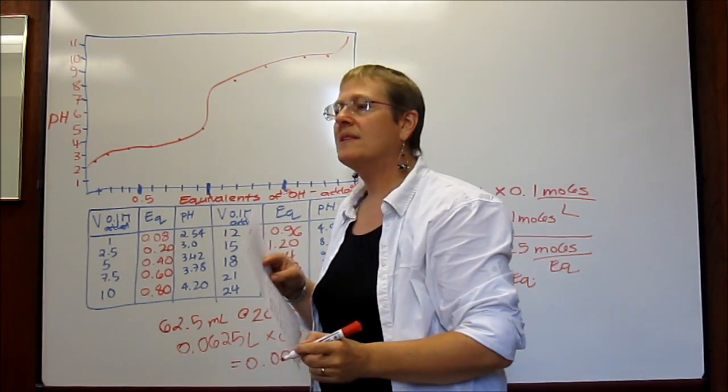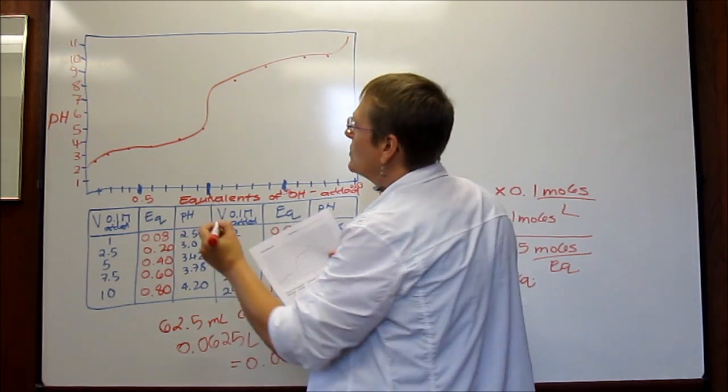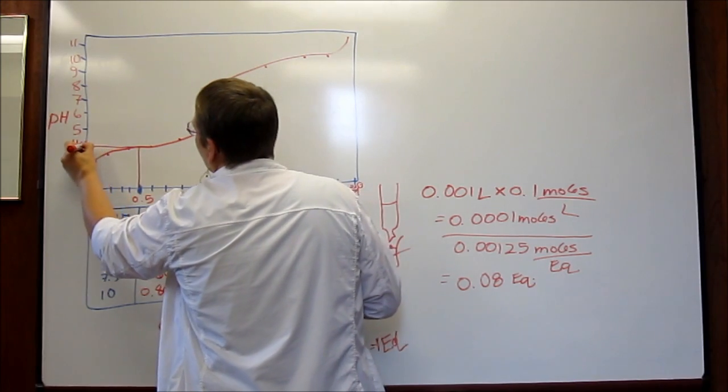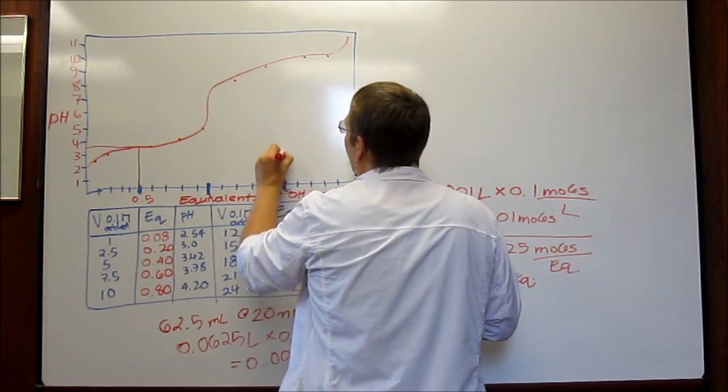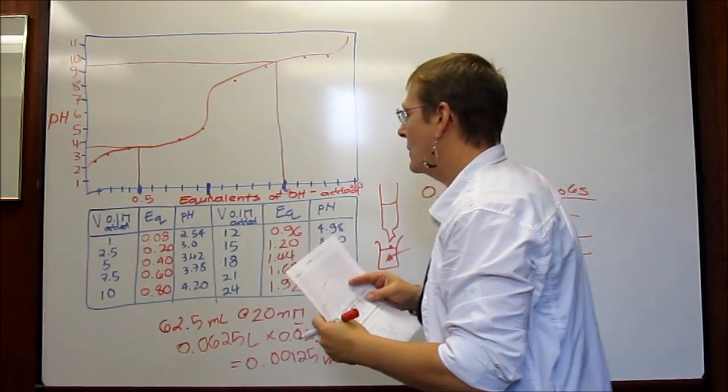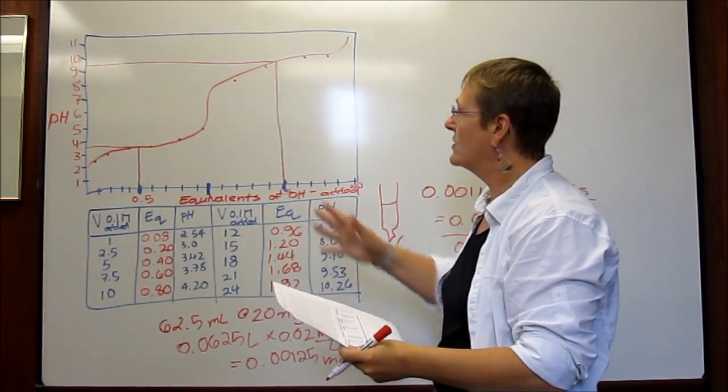Now, if we were doing this experimentally to figure out the pKa's, we would go up from 0.5 equivalents and read over, and we would go up from 1.5 equivalents and go over. Okay? That's the way we would do it. You could do that on your graph. My graph is too crappy for that.